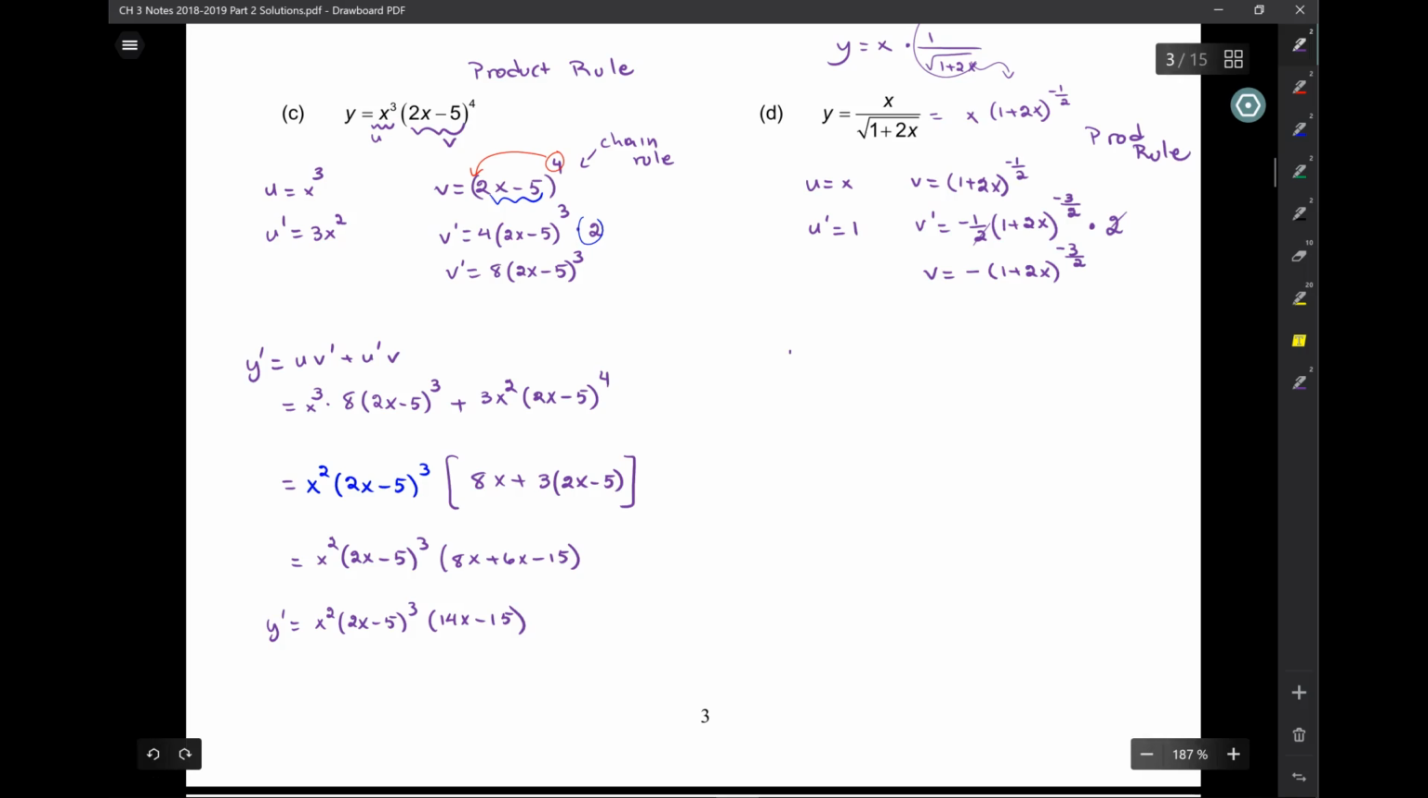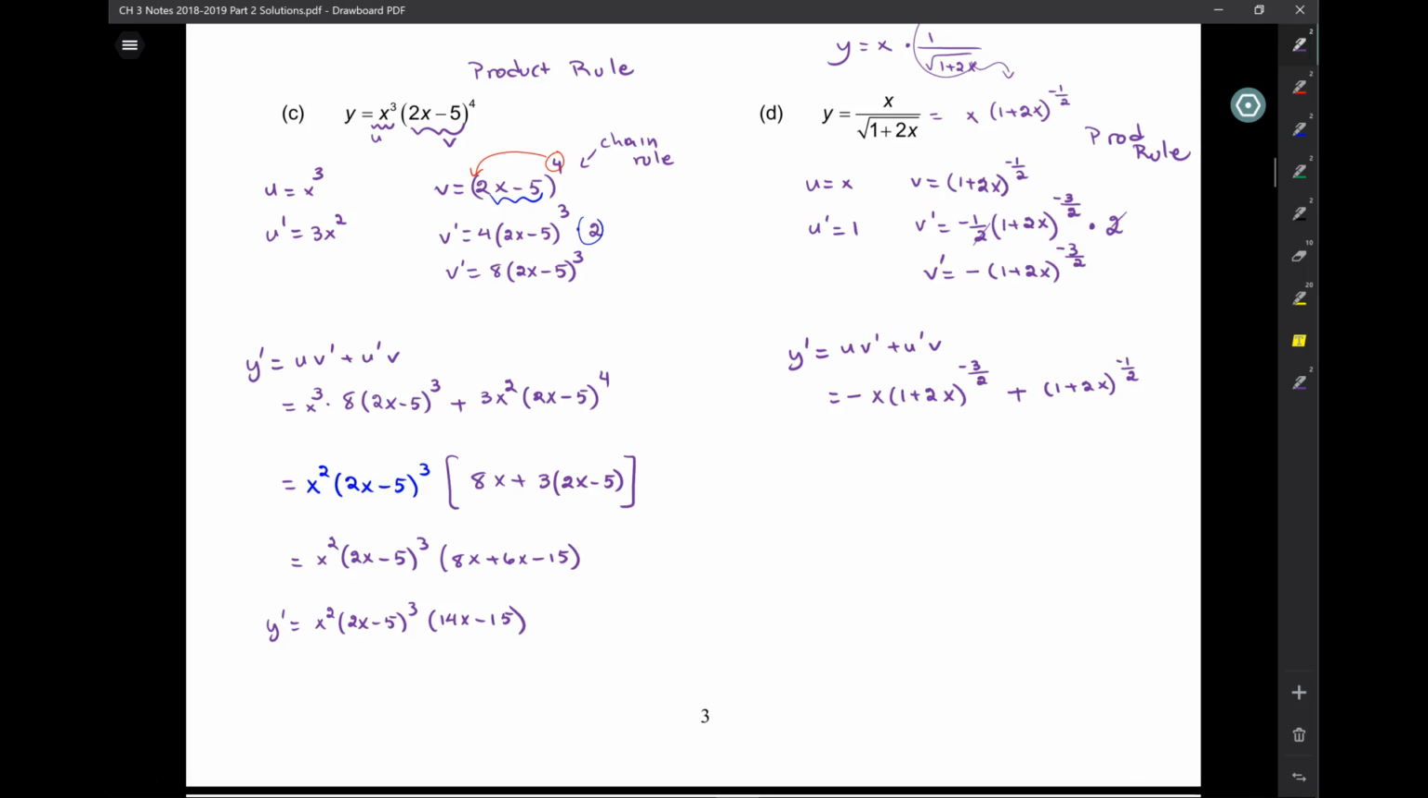Okay. Y prime is u v prime plus u prime v. Okay, this is x times negative 1 plus, can I put the negative out front? Do you guys mind? Here, negative, and then x times 1 plus 2x to the power of negative 3 over 2 plus 1 plus 2x to the power of negative 1/2.